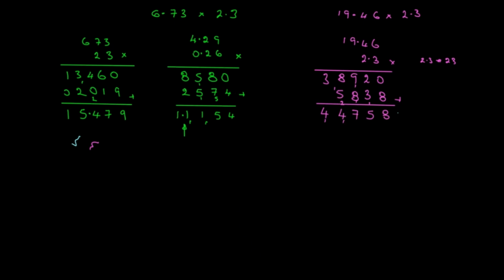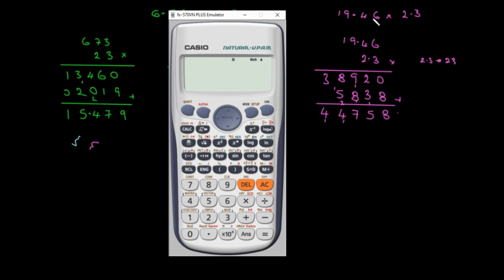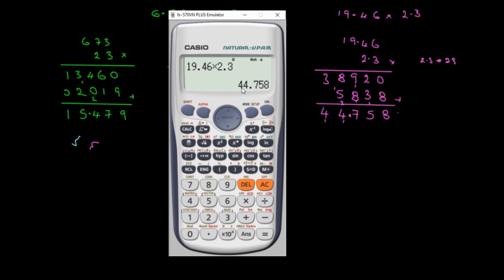Yeah, okay, let's have a look. Get rid of that lot. We want 19.46, multiply that by 2.3, and we get, in my calculator, 44,758. Right, note where the decimal point is. Okay, let's count. 1, 2, 3. There. Matches 44.758.